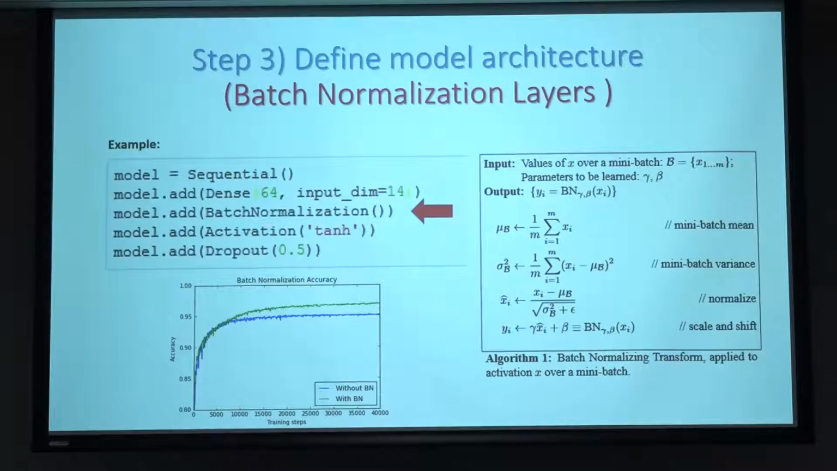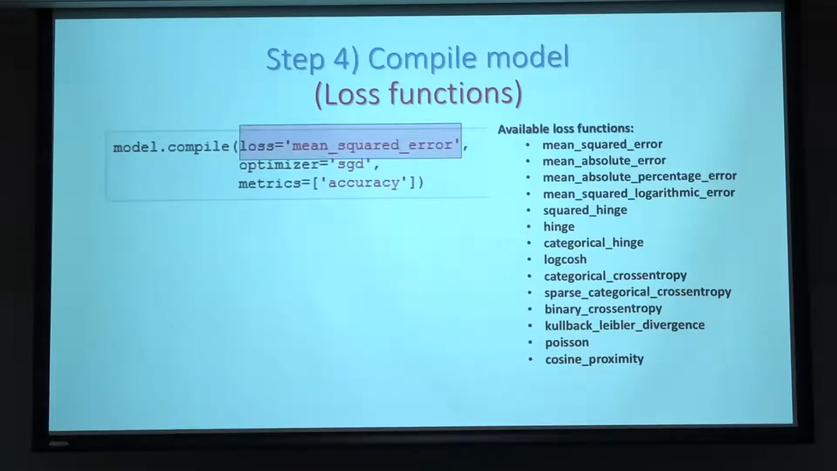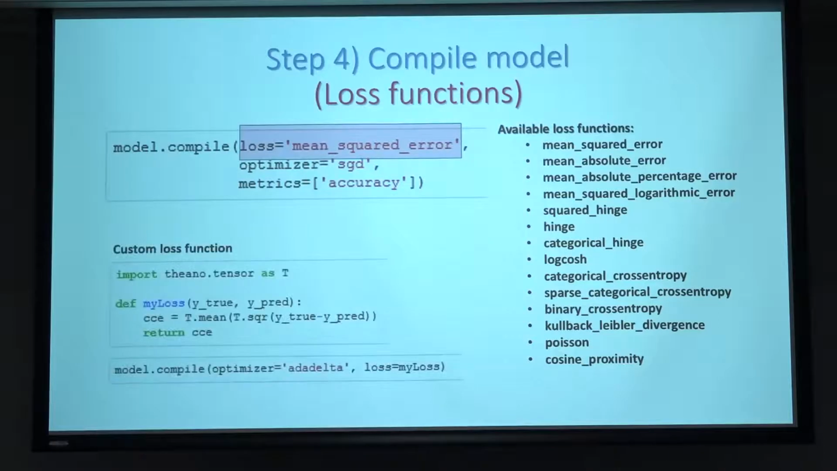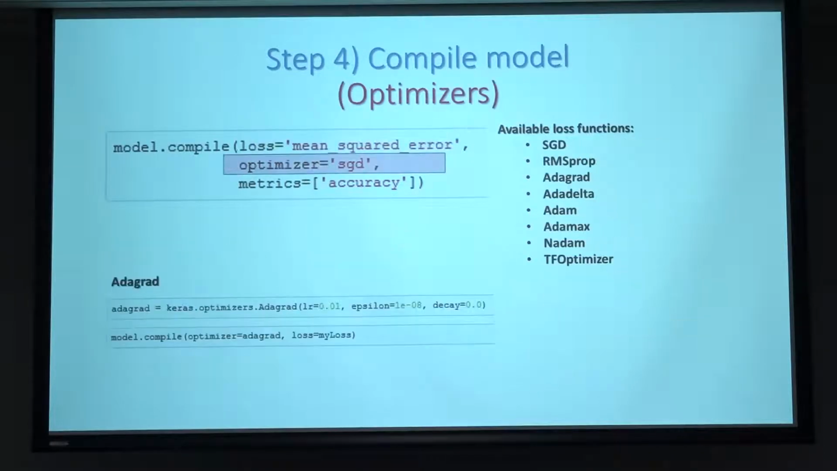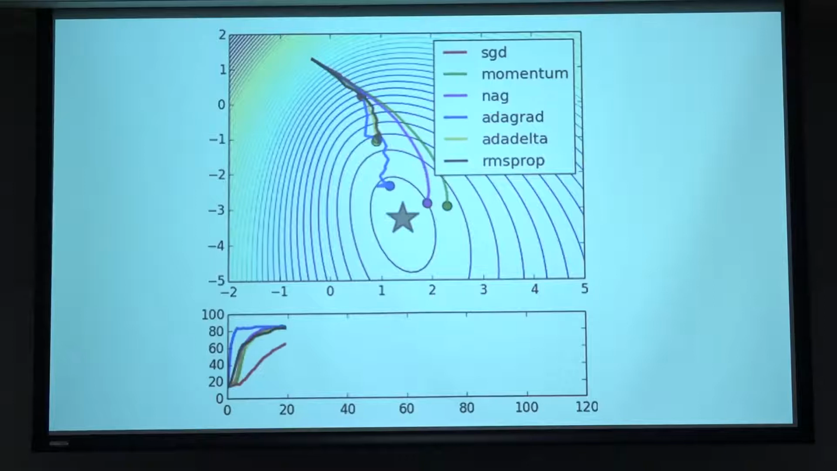Also, batch normalization is a layer in Keras. So you can just say model add batch normalization. That's it. For the loss function, we use mean square error. This is a long list of other types of loss functions that you can use in Keras, and they're built in. And for optimization, we use stochastic gradient descent. Again, this is a list of other types of optimization that you may want to use, and you can try that.